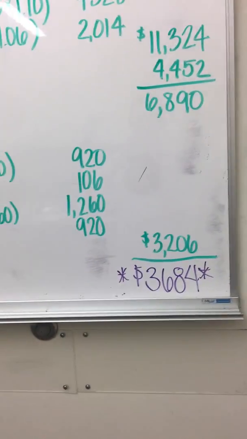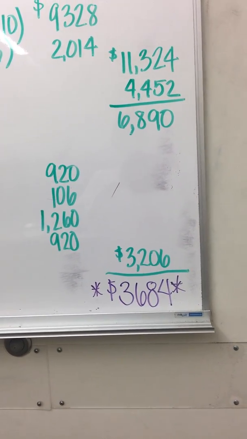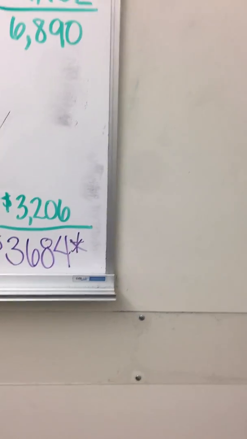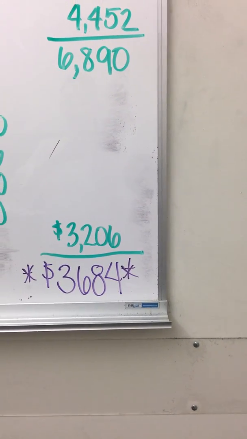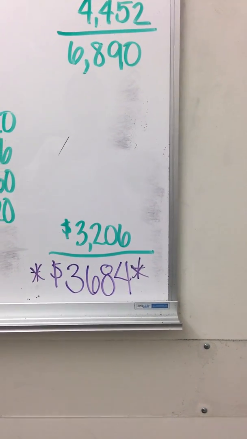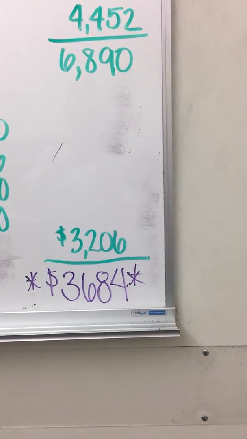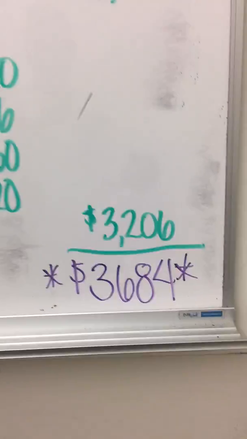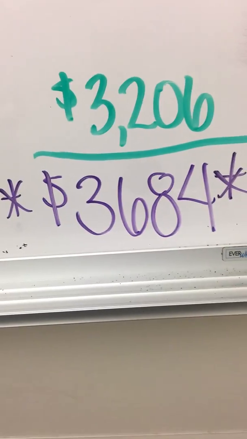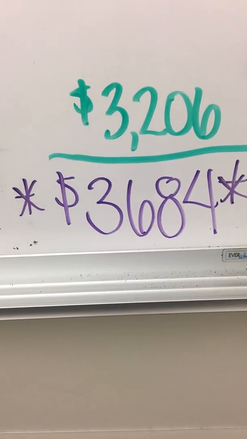Now, to compute our operating income, we simply take our gross margin, which is the 6,890, and subtract our total operating costs, which are 3,206, giving us a grand total operating income of $3,684 in thousands.